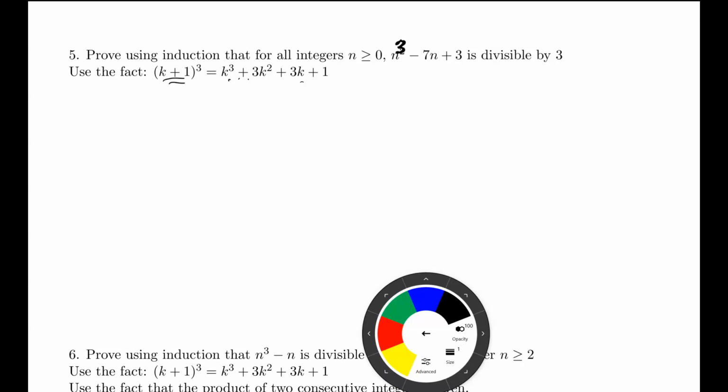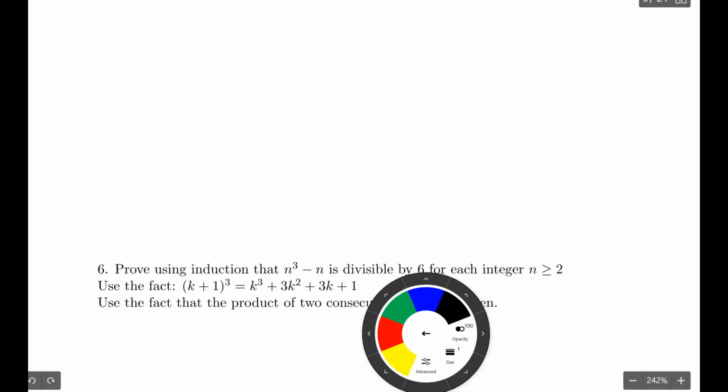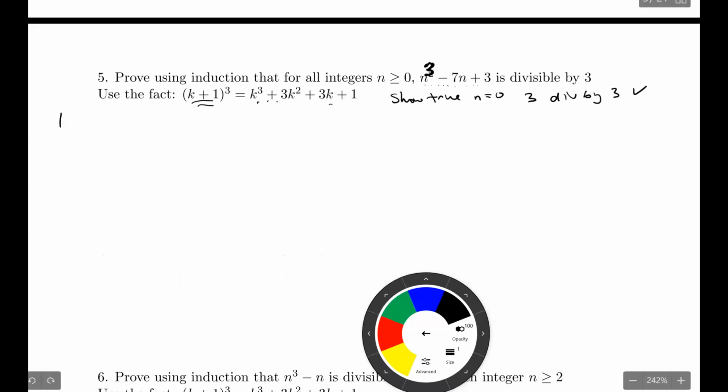So let's dig in. Okay, so what do I do first? I show true for n equals 0. So plugging in n equals 0 here, I get 3, and I want to show it's divisible by 3. Check. 3 is divisible by 3. So now I'm going to assume true for n equal k.